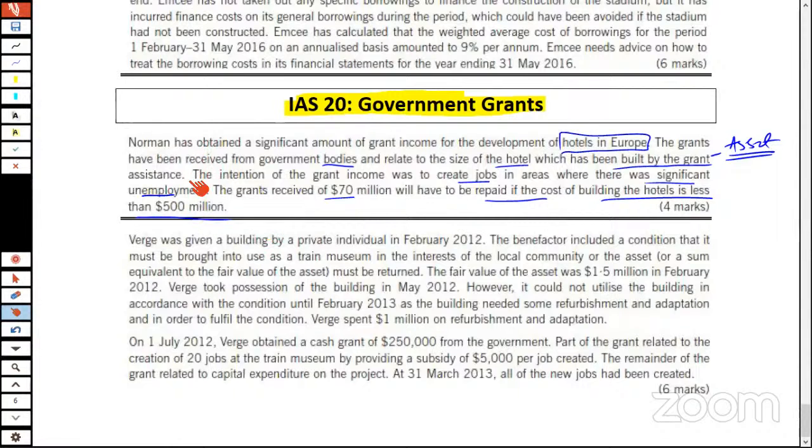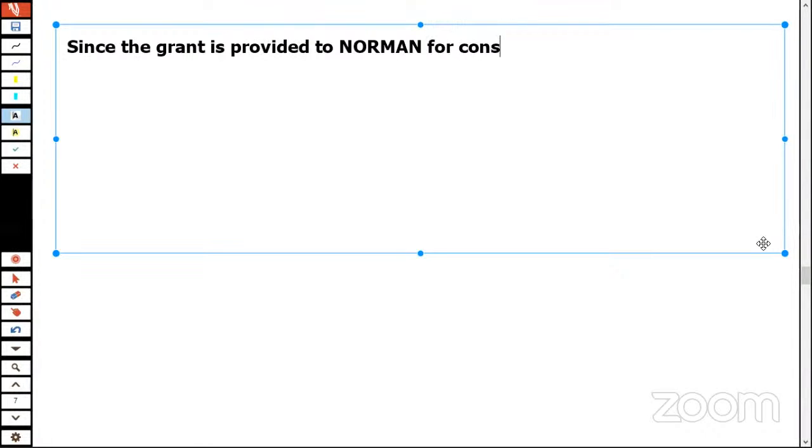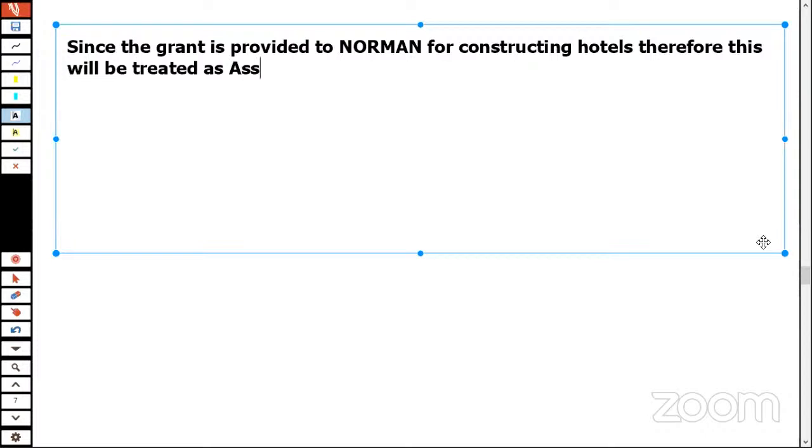So what are you going to do? With respect to accounting for the grant, if this is a 4-mark requirement, you would simply say that since the grant is provided to Norman Bay for constructing hotels, therefore this will be treated as an asset related grant.